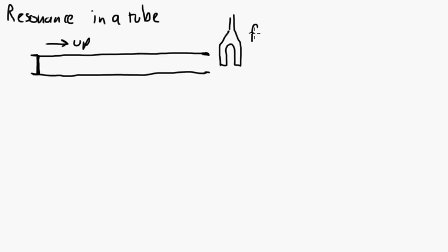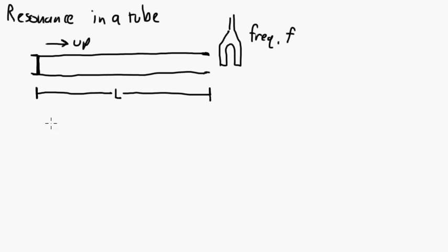The tuning fork had some frequency f, and it would set up a standing wave in the tube. So the question is, what's the wavelength of the standing wave in comparison to the length of the tube? I'm going to call this length L. We found that was the length at which the tube resonated.